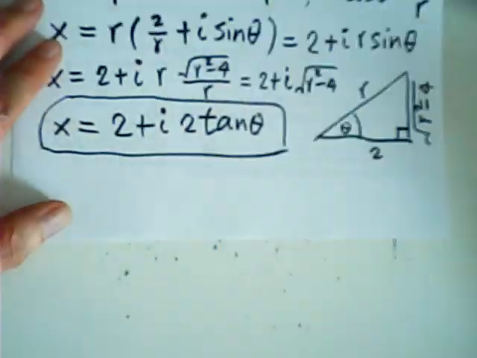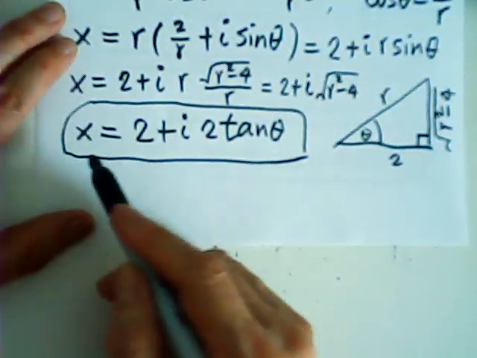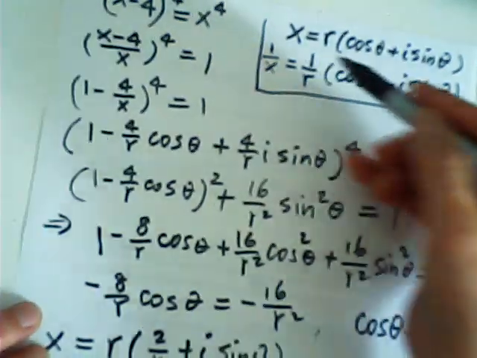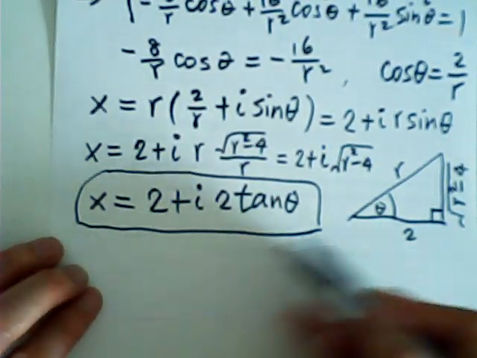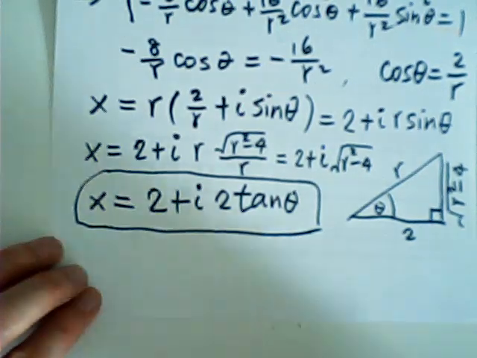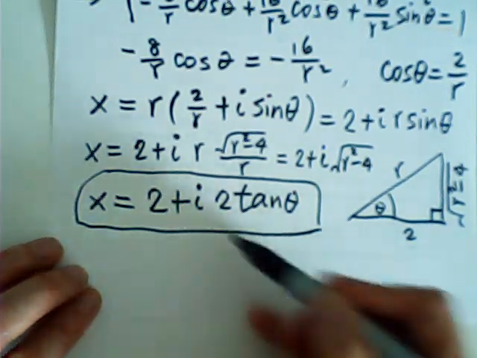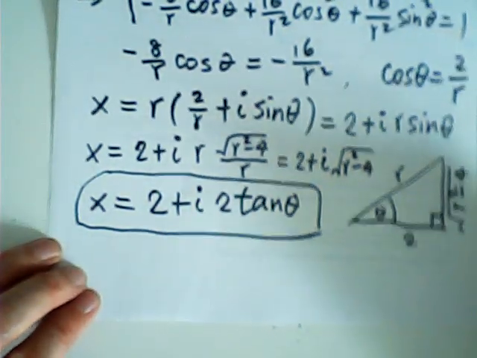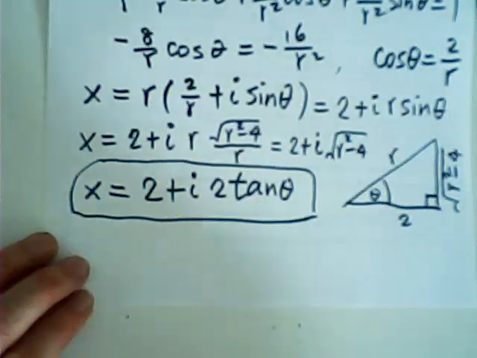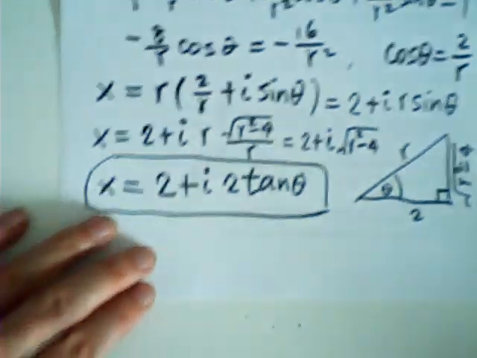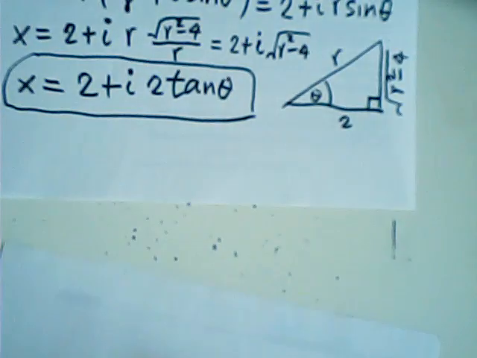So I have x now. Although I didn't solve for x yet, I know what x looks like. x looks like this. The real part is 2. The imaginary part is 2 times tangent theta. Well, how to find theta? Well, we have to continue, right? Now, how to find theta? Let me show you a picture.